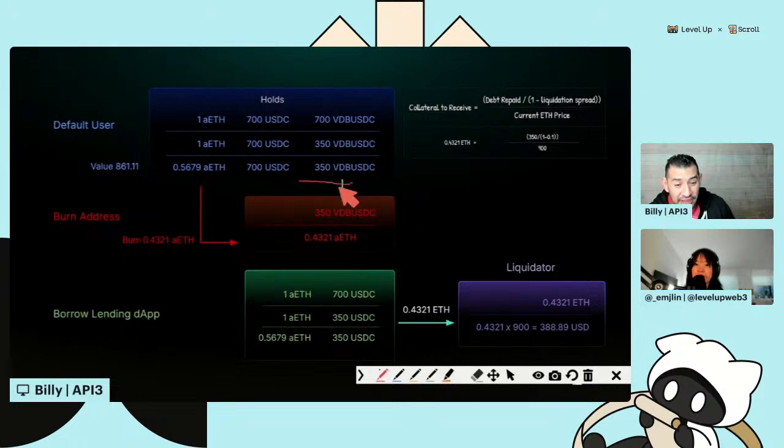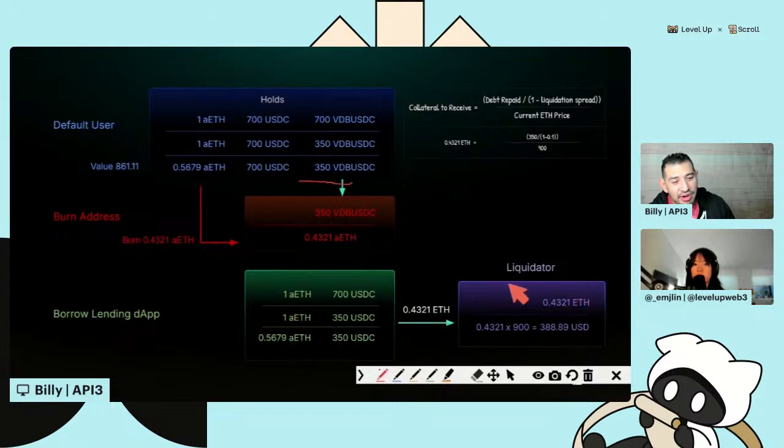The 350 V USD is still getting burned. I still have $700 USDC, and now I'm burning that 4321 interest earning ETH. That gets burned. This is the 0 address. This had all the assets, and now the debt has been paid. So now this only holds 350 USDC from this debt, and then it's paying back. It no longer has 1 ETH. It has paid back 4321 ETH to me.